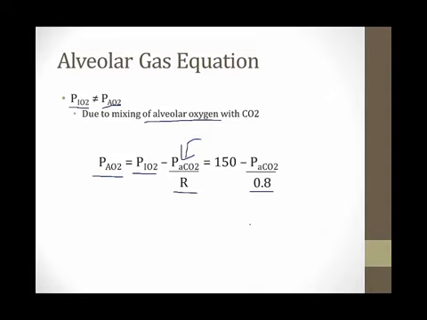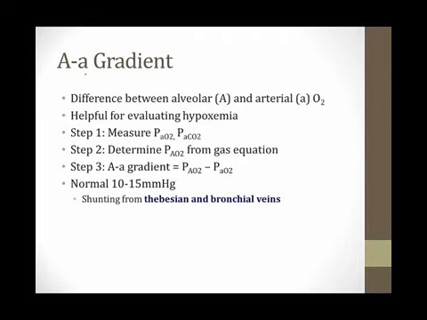So if you use this equation in a person breathing room air at sea level, the partial pressure of oxygen in the alveoli is equal to 150 minus the partial pressure of CO2 in the artery obtained from a blood gas divided by 0.8. If you determine the oxygen content in the alveoli, you can then determine a very helpful number called the AA gradient. This is the difference between the alveolar and arterial oxygen content, and it's very helpful in evaluating hypoxemia of unknown origin.